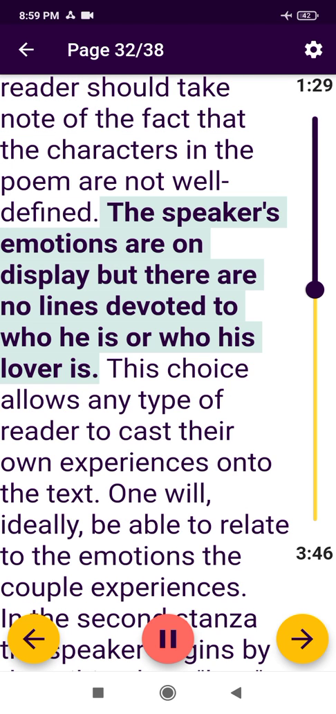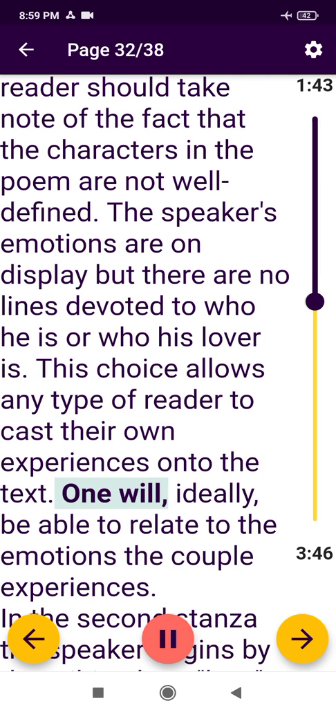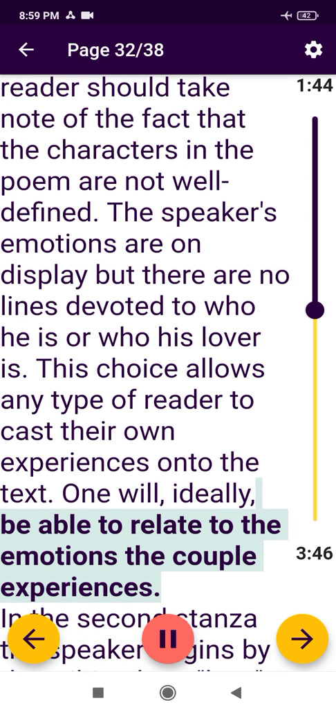The speaker's emotions are on display, but there are no lines devoted to who he is or who his lover is. This choice allows any type of reader to cast their own experiences onto the text. One will, ideally, be able to relate to the emotions the couple experiences.